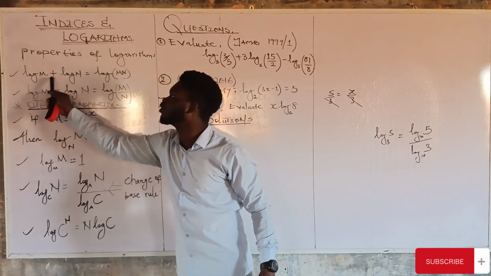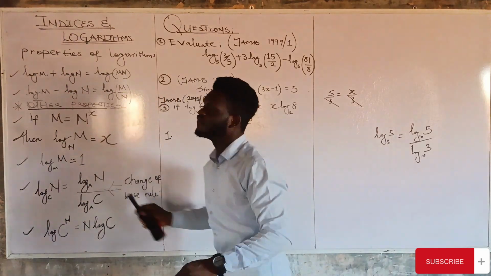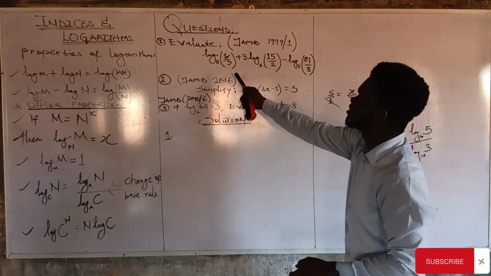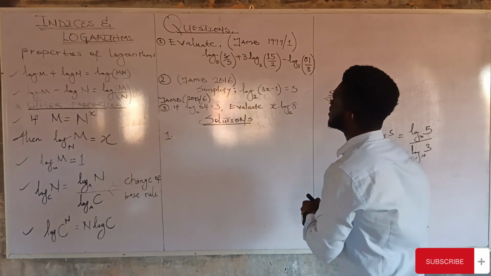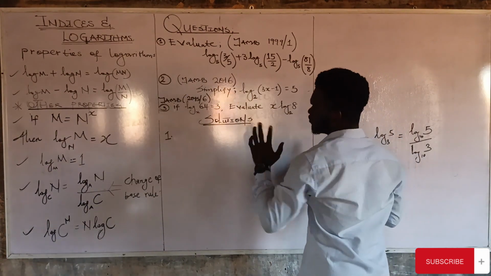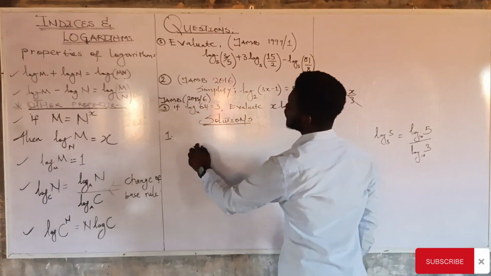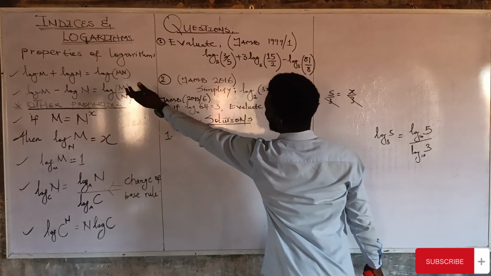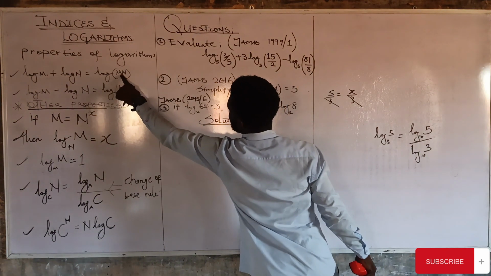They are both of base what? Of base 10. Very, very important. But this one, they are both of base 5. So what we are going to do here is solve this question. How are we going to solve it? What you do is follow the law.